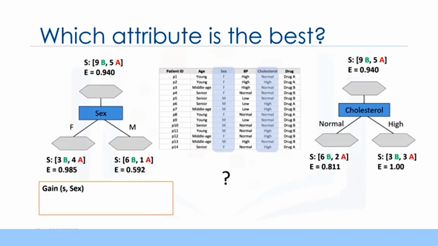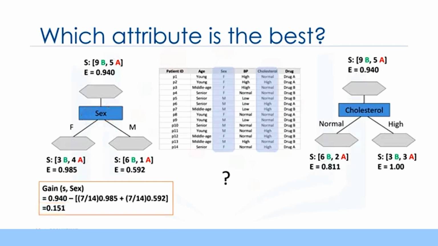Let's see how information gain is calculated for the sex attribute. As mentioned, the information gain is the entropy of the tree before the split minus the weighted entropy after the split. The entropy of the tree before the split is 0.94. The portion of female patients is 7 out of 14, and its entropy is 0.985. Also, the portion of men is 7 out of 14, and the entropy of the male node is 0.592. The result of a square bracket here is the weighted entropy after the split. So, the information gain of the tree, if we use the sex attribute to split the dataset, is 0.151.